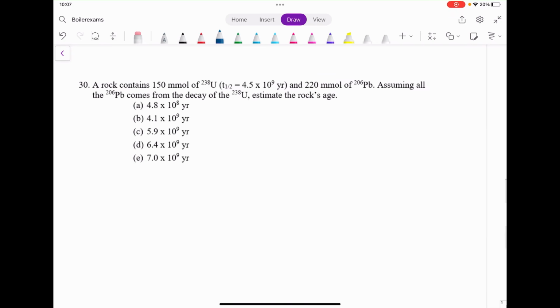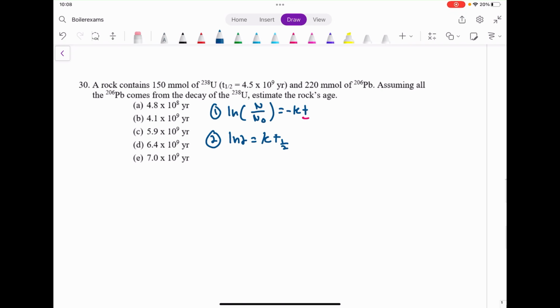A rock contains 150 millimoles of uranium-238 with that half-life and 220 millimoles of lead-206. Assuming all the lead-206 comes from the decay of uranium-238, estimate the rock's age. Okay. Well, we know we have two equations associated with half-life and how we solve all these problems. Natural log of N over N naught equals negative rate constant times time. That's the first one. The second one is the natural log of 2 equals rate constant times the half-life. They want the rock's age, which is going to be T.